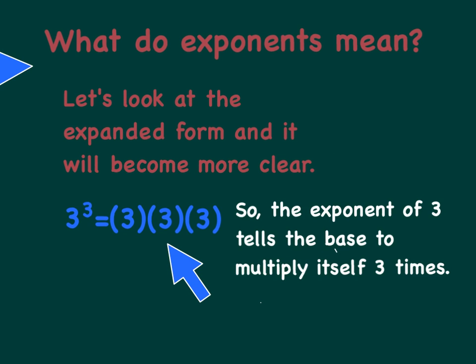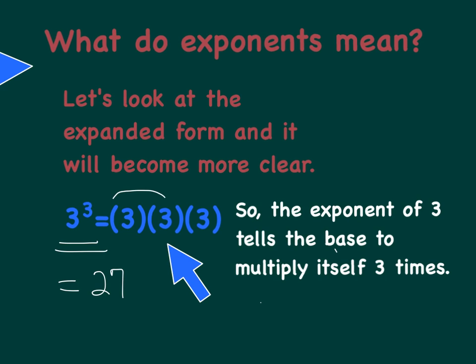What do exponents mean? Well, remember at the beginning we said that an exponent tells us how many times we're going to multiply the base by itself. So here we have the exponent 3 to the third. What that means is we're multiplying 3 times 3 times 3, or you're going to multiply the base times itself 3 times. So the exponent of 3 tells the base, multiply yourself 3 times. So in this example, if you multiply 3 times 3 times 3 on your calculator, you would get 27.